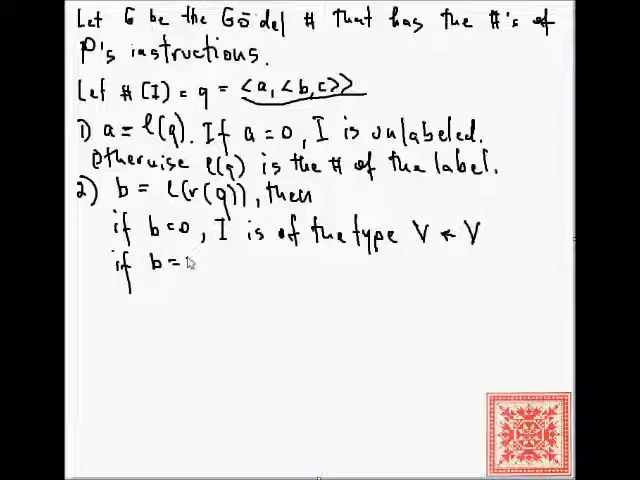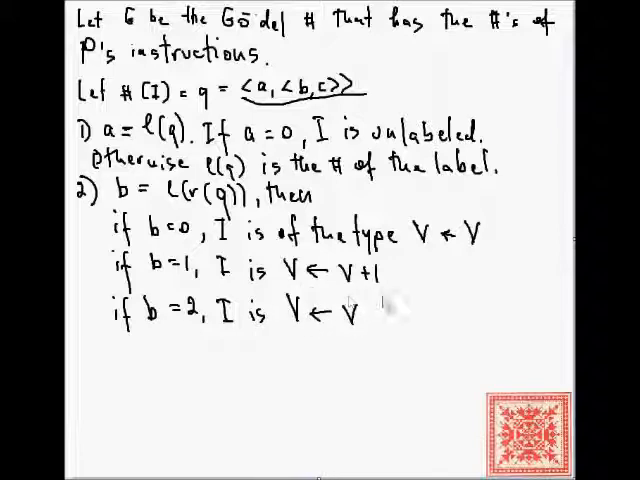If B is 1, then I is addition. It's of type V arrow V plus 1. And if B is 2, then I is of the type V arrow V minus 1. Okay, so subtraction. Otherwise, if B is greater than 2, that means that by our coding scheme or compilation, we must be dealing with the conditional dispatch.